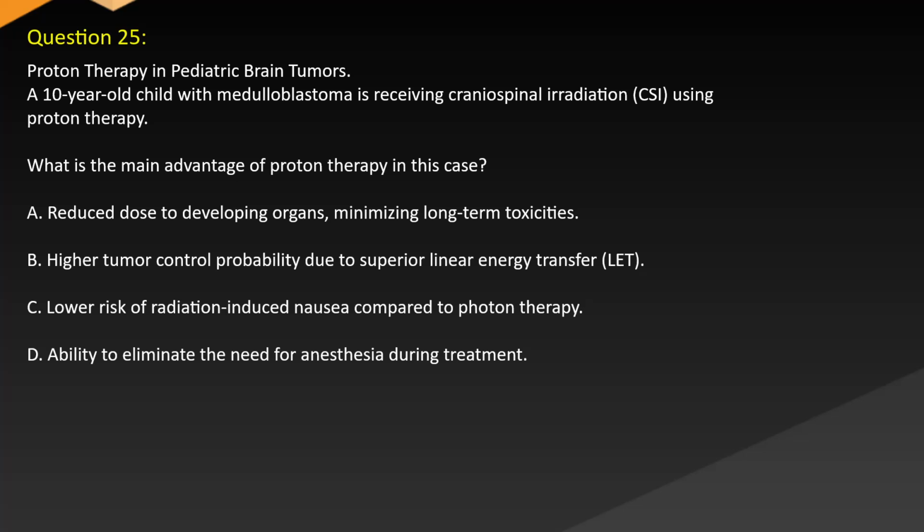Question 25. Proton therapy in pediatric brain tumors. A 10-year-old child with medulloblastoma is receiving craniospinal irradiation (CSI) using proton therapy. What is the main advantage of proton therapy in this case? A. Reduced dose to developing organs, minimizing long-term toxicities. B. High tumor control probability due to superior linear energy transfer (LET). C. Low risk of radiation-induced nausea compared to photon therapy. D. Ability to eliminate the need for anesthesia during treatment.